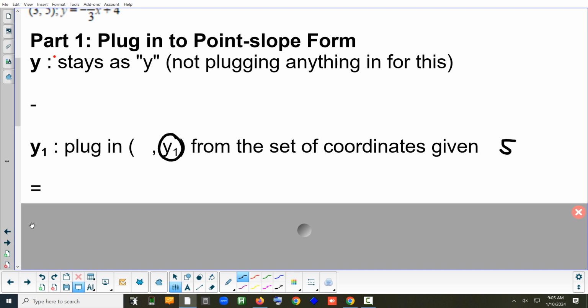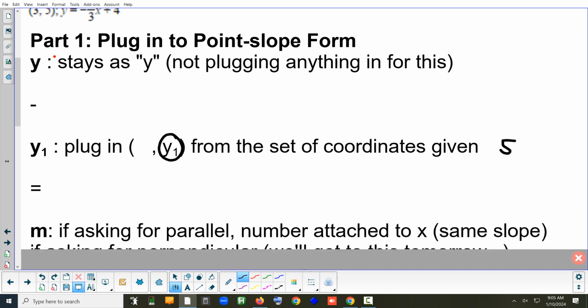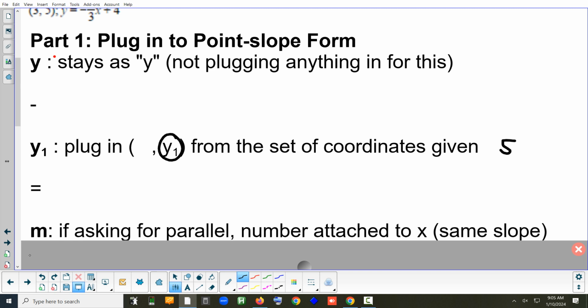What's the next thing that comes after the equals? M. Okay, so M is the slope. Now, when you do the slope, you have two choices. The two choices depend on, is the question asking for parallel or perpendicular? Okay. I'll tell you what you do for both, but today we're just going to practice parallel.